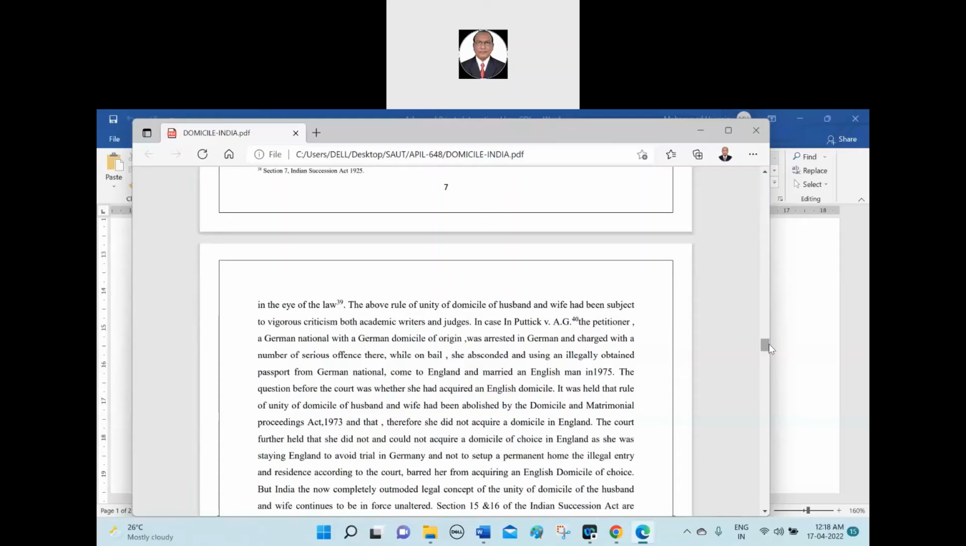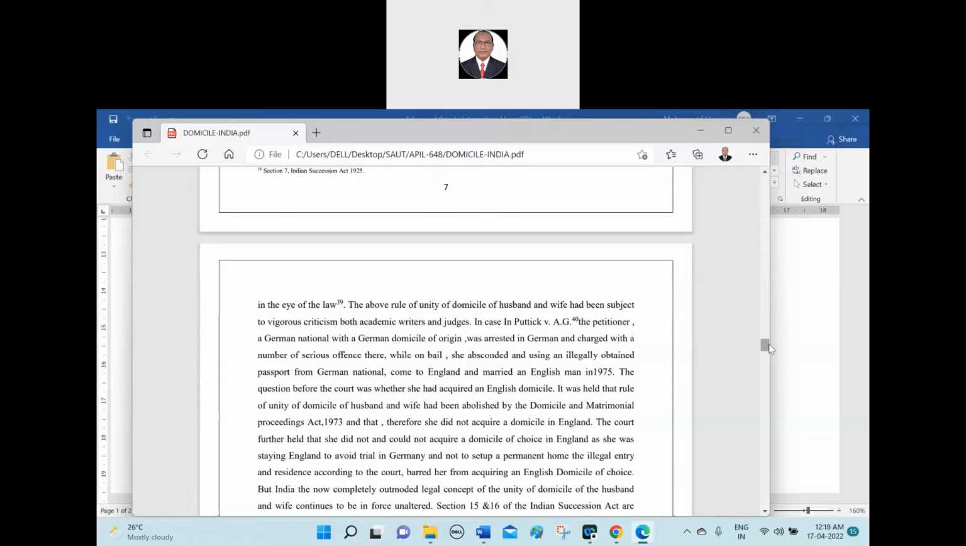Whether she has acquired the English domicile. Now let us see what the court held. It was held that the rule of unity of domicile of husband and wife had been abolished by the Domicile and Matrimonial Proceedings Act of 1973, and that therefore she did not acquire the domicile of England.